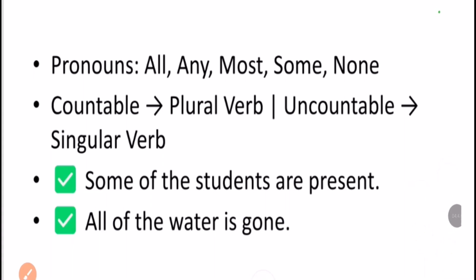Some indefinite pronouns take a singular verb when we talk about an uncountable subject, and some take a plural verb when we talk about a countable subject, like some of the students are. Here students is countable, that's why we are using are. And in next sentence, all of the water is gone. Here water is uncountable noun, that's why we are using is.